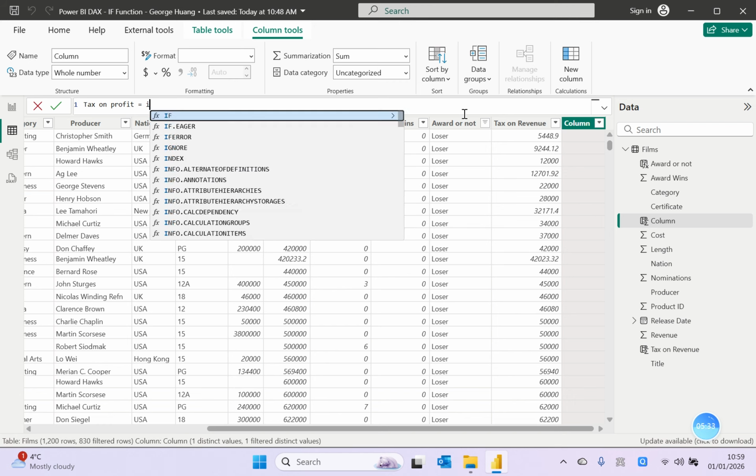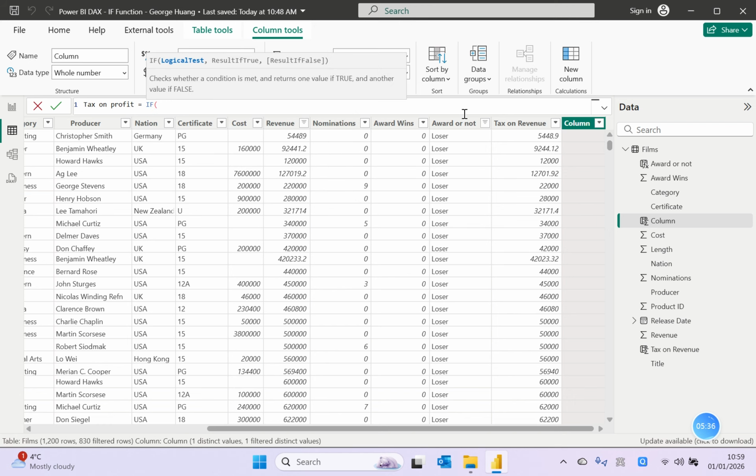Okay, if, because we need to use the revenue minus the cost, we need to use this part as the whole part. So we always use the bracket to put that into it as the whole part. Okay, if this part is bigger than 100 million, then we levy the tax on this part.